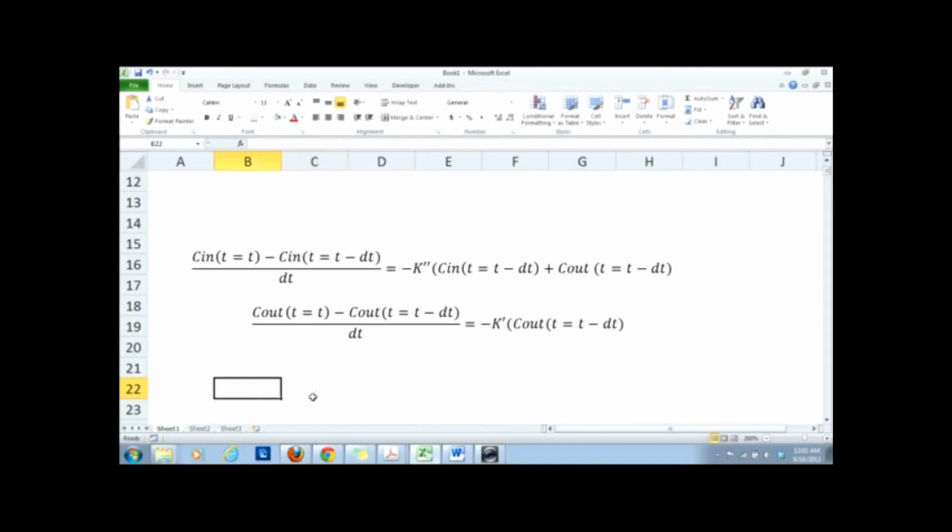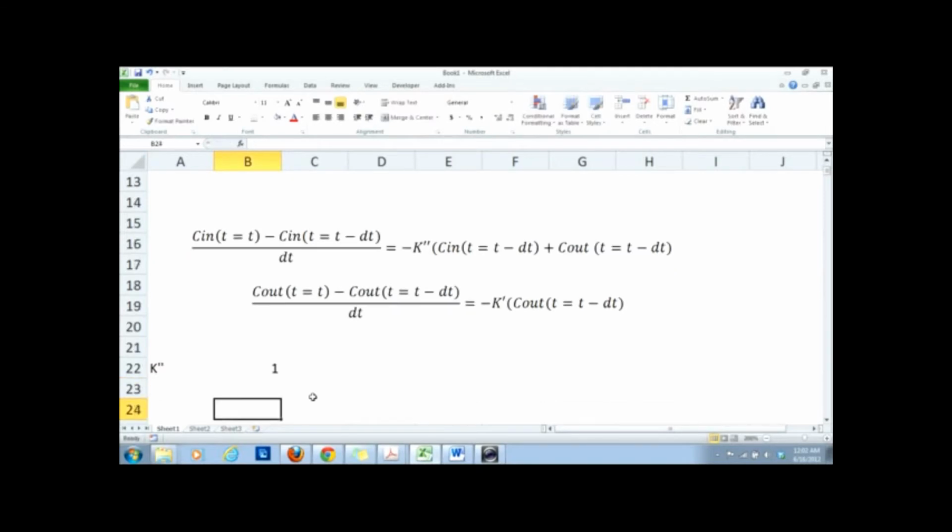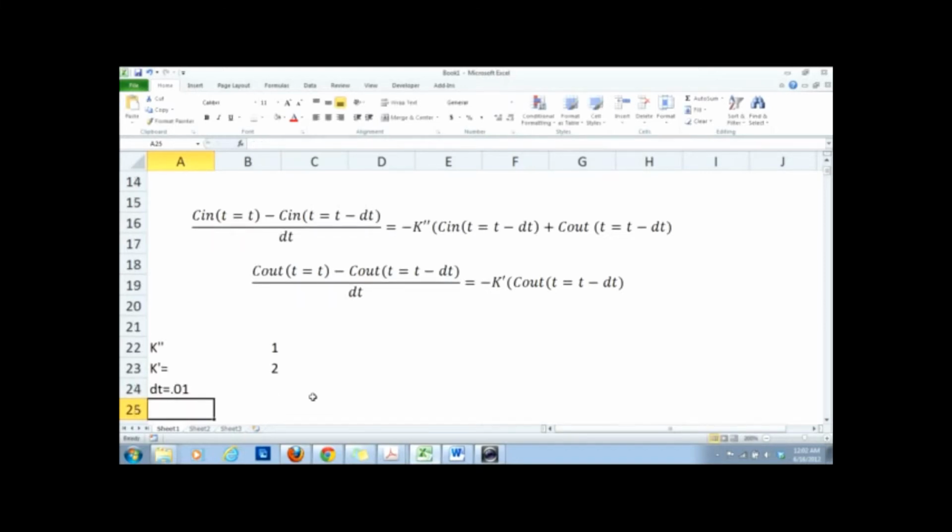Now to solve this equation, I need to define k double dash. So let's call k double dash equal to 1 and k dash equal to 2. These are arbitrary numbers. You can change them later if you like. And then let's define dt, and dt is equal to 0.01 here. So let me write 0.01.